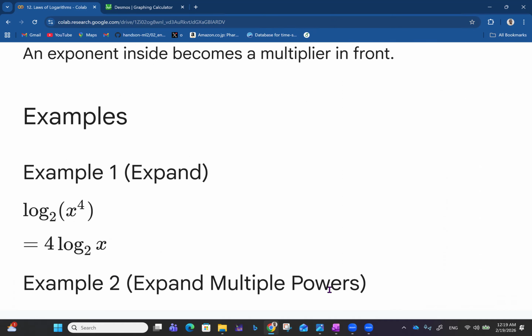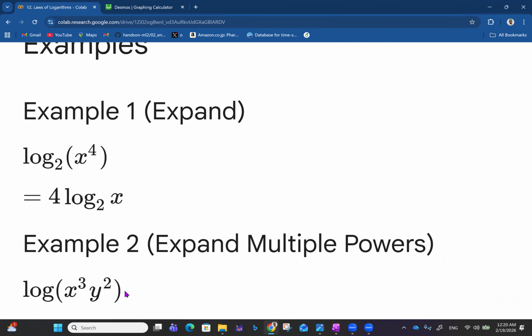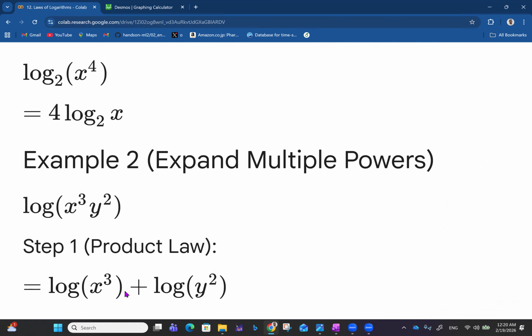Okay. So look at this example one. If you have log x raised to power 4 to base 2, that means you simply have 4 log x to base 2, like that. Then imagine example two, you want to expand multiple powers. So you have log x cubed times y squared. Two things are happening here. You have the product law.